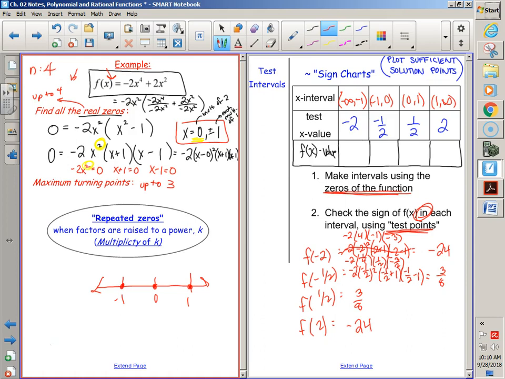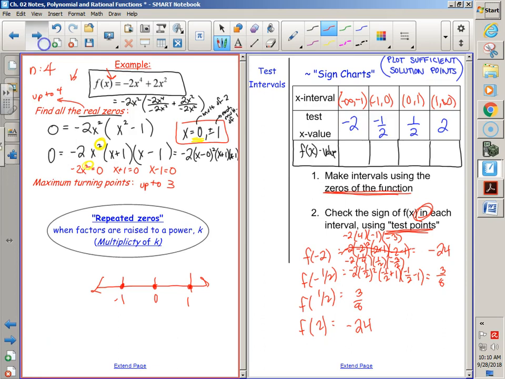And I told you guys to use the zeros and how they break up the number line, the x-axis, to make your intervals. So, how is this number line broken up into 1, 2, 3, 4 different pieces? So I need 1, 2, 3, 4 different intervals. And every time you do an x interval, you ask yourself, how left, how right? Here's a piece. How left? -infinity. How right? -1. Here's a piece. What's the left? -1. What's the right? 0. Here's a piece. And here's a piece. That's what we did yesterday.